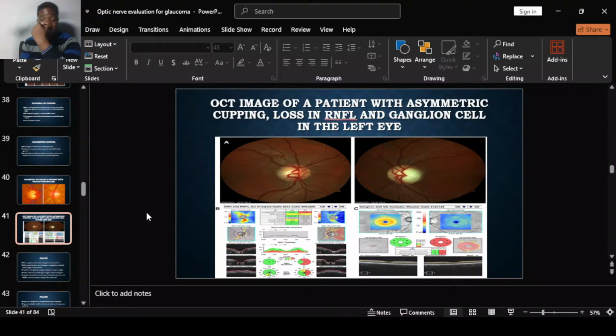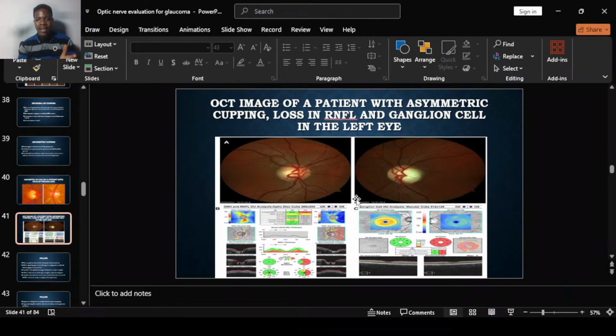Also, this is an OCT image of a patient with asymmetric cupping, loss in retinal nerve fiber layer, and ganglion cell in the left eye. So if we look at this patient, we find out that for the right eye, everything is fine. This is the fundus image for the right eye, and here we see that all the parameters are fine. The retinal nerve fiber layer, the parameters, everything is just okay.